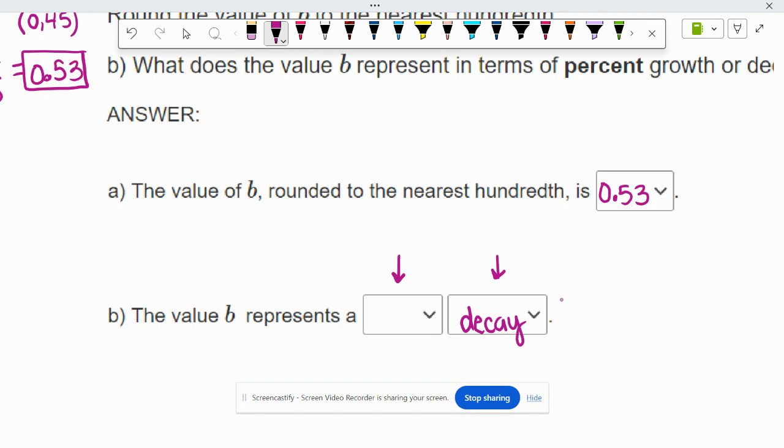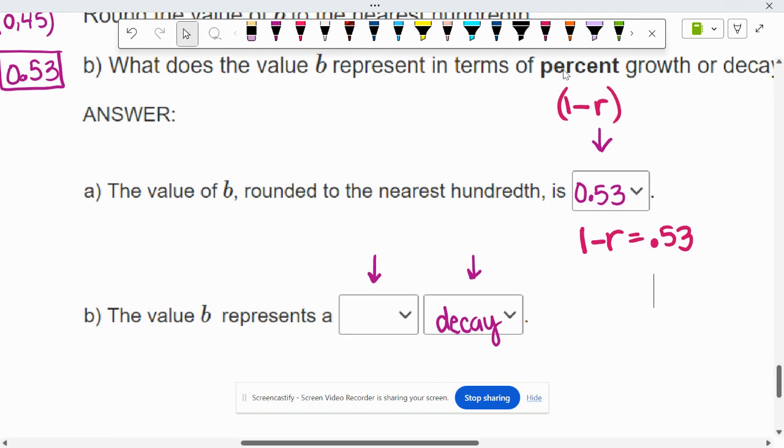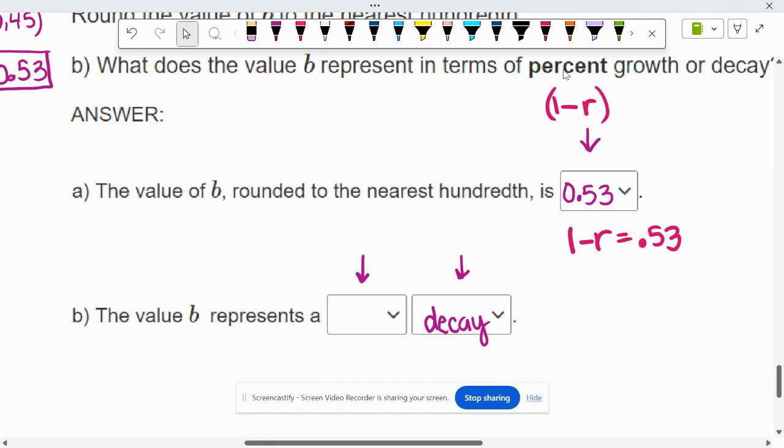We need to figure out the percent of decay. So when we talk about decay, this number right here came from 1 minus R. 1 minus R equals this. So how do I figure out what R is? Write it down. It's just an equation. We're going to get R all by itself. How do I get R all by itself?